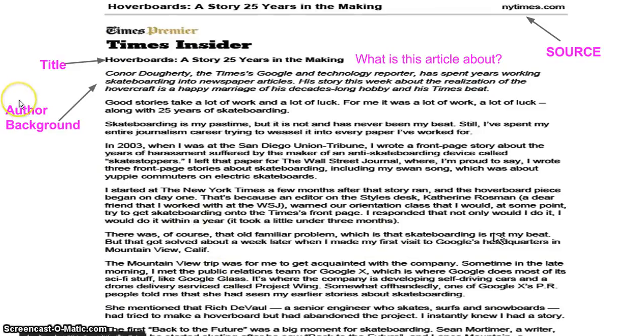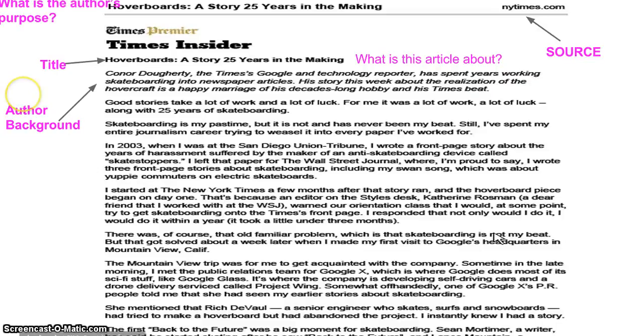After that, I might look at the author background. Who is this person that wrote the article? Connor Doherty, the Times Google and technology reporter, has spent years working skateboarding into newspaper articles. His story this week is about the realization of the hoverboard, a happy marriage of his decades-long hobby and his Times beat. So obviously he's talking about one of his hobbies and how skateboarding has been turned into hoverboards.